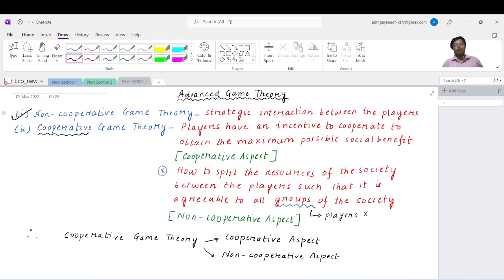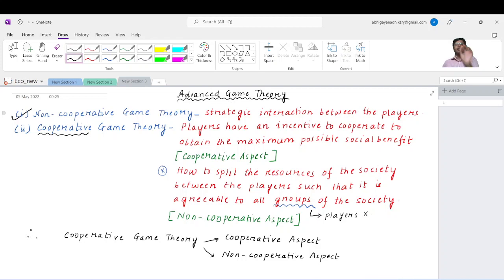So essentially, as you can see, this is the non-cooperative side of game theory when it comes to splitting the resources. Having obtained the maximum output, now the question is how you're going to split it. Naturally, if you want to give something extra to one member of the society, you give something less to another. So that's where non-cooperation comes in. Everyone wants to get a higher share of the output that has been generated by joint cooperation.